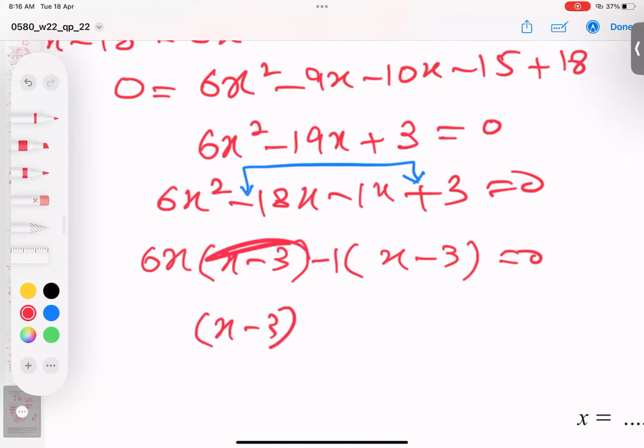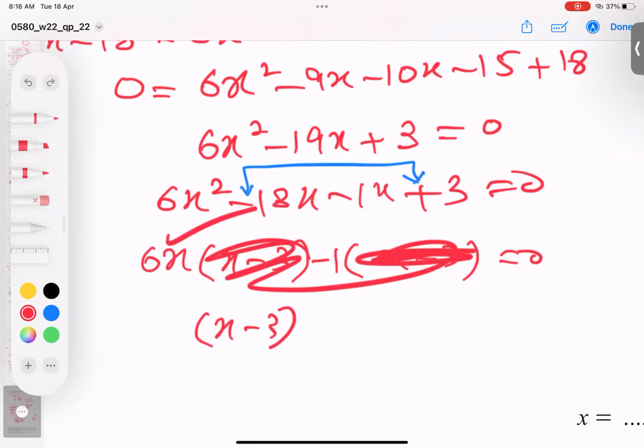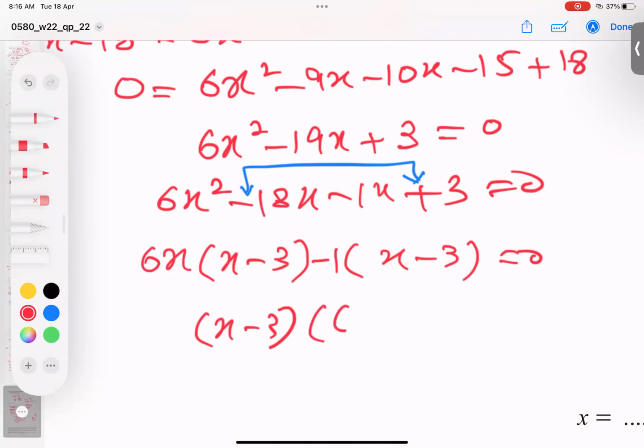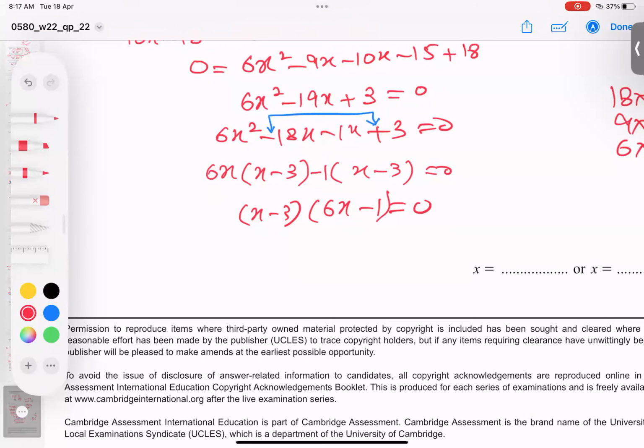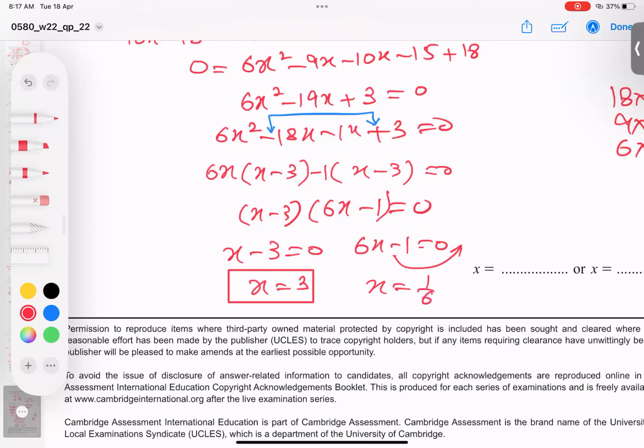So take x minus 3, x minus 3 common out. What is left? This and this left. So I'm writing now 6x minus 1 equal to 0. Now, finally, I can say this equal to 0 and this equal to 0. This is only applicable if there is 0. Otherwise, this is not applicable. 3 goes on right hand side. So x is equal to 3. And 1 goes right side, becomes plus 1. And 1 over 6 is my second answer.